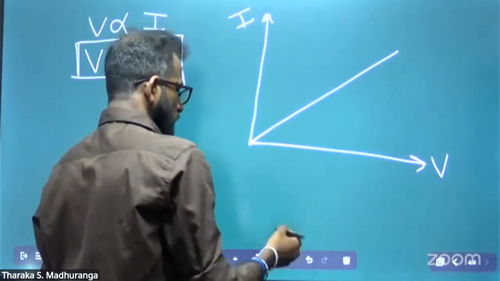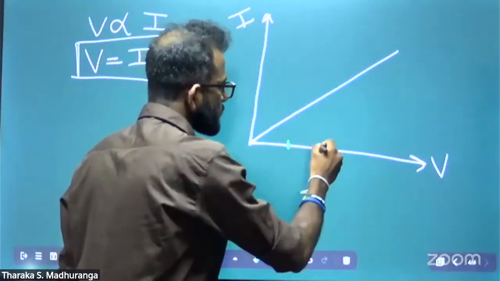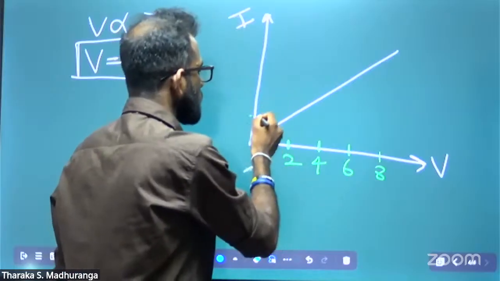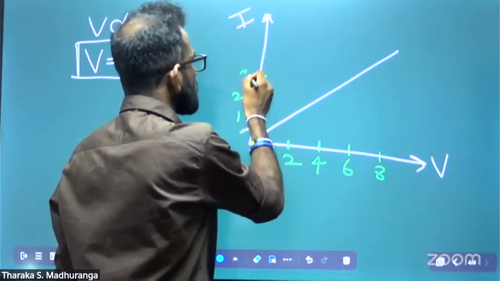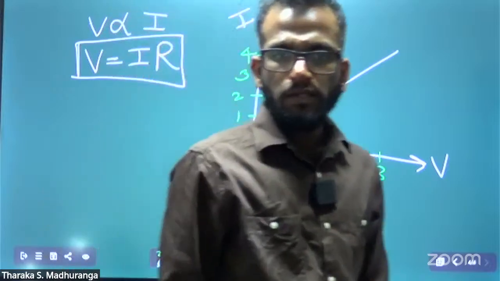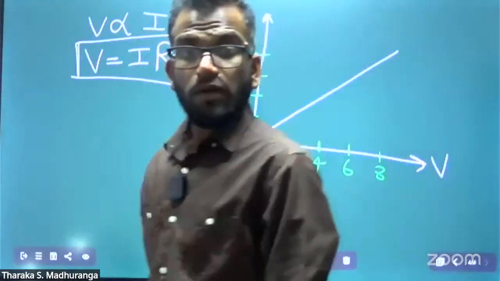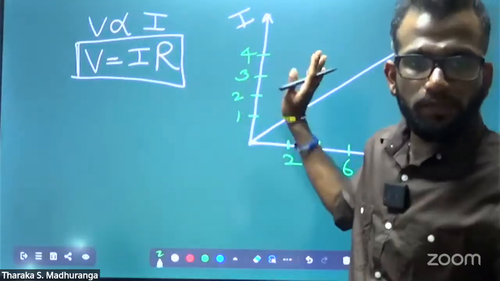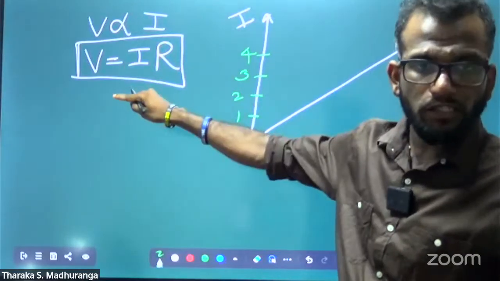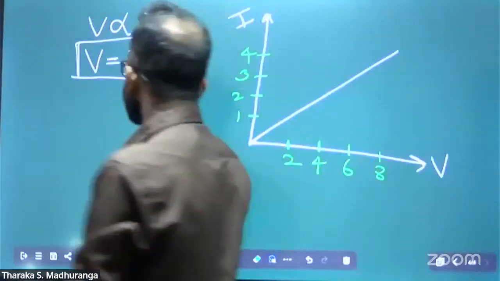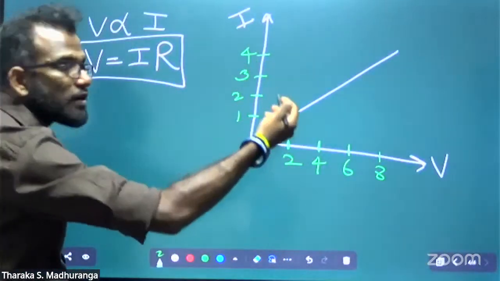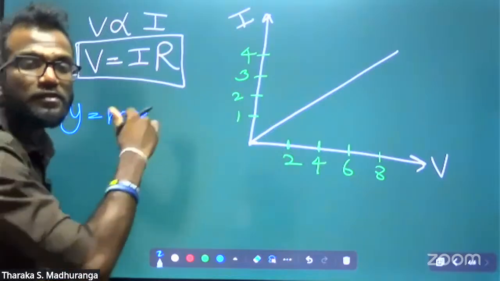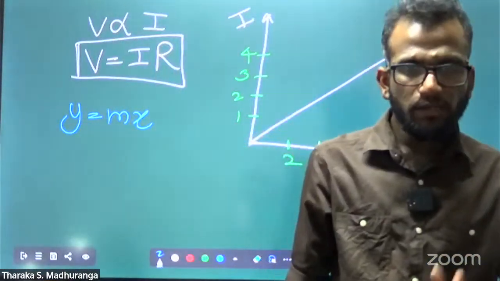Now if you want, I can add values here. For voltage I added 2, 4, 6, 8, and for current 1, 2, 3, 4, correct? This is the graph I got from the experiment. This is the relationship V equals IR. Now, what is the common equation of this graph? It is y equals mx. There is no intercept; the intercept is 0. That's the most important part of the practical and the lesson.